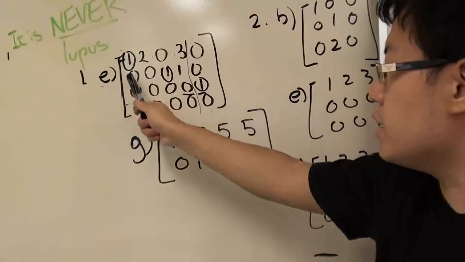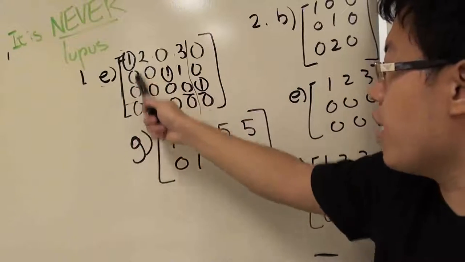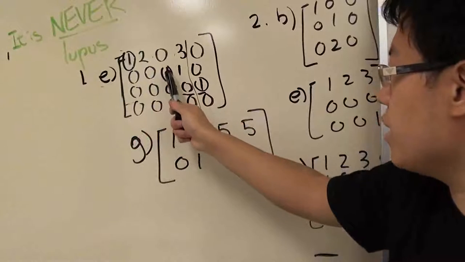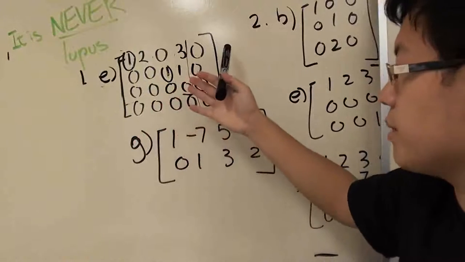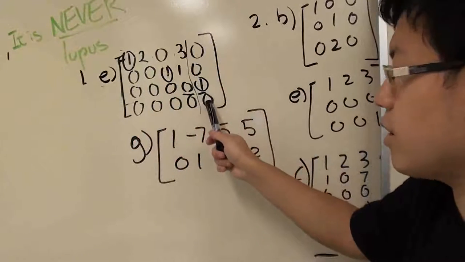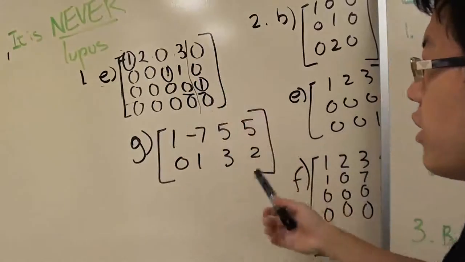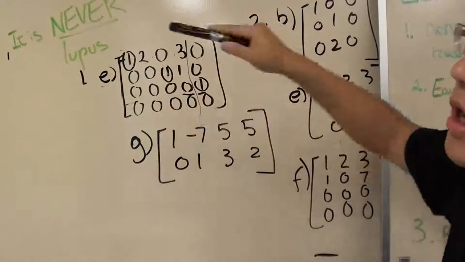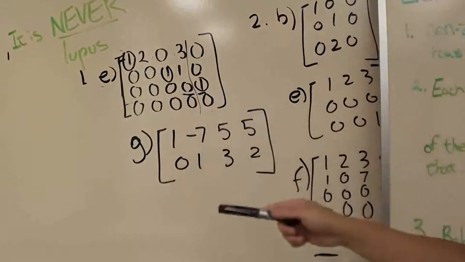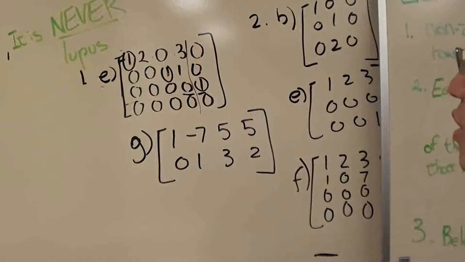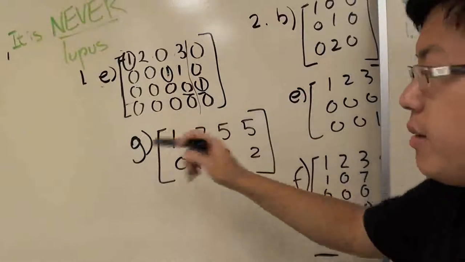So here, 1, 0, 0, 0. Good. No other competition. Here, 1, 0, 0. So no competition there. 1, 0. No competition, right? So that's all it is. We only look at the bottom. We look at the top later when we are worrying about whether the matrix is reduced or not, right? So only the bottom, right?